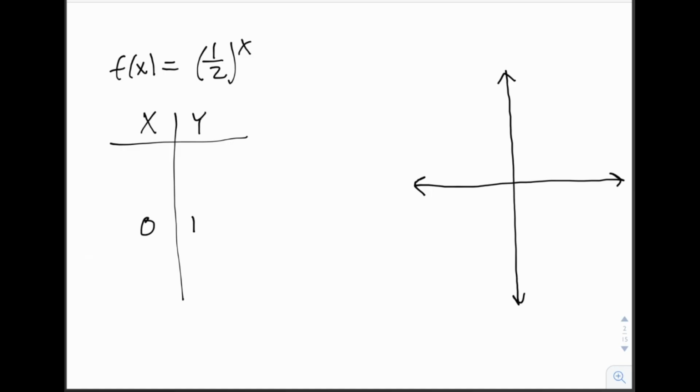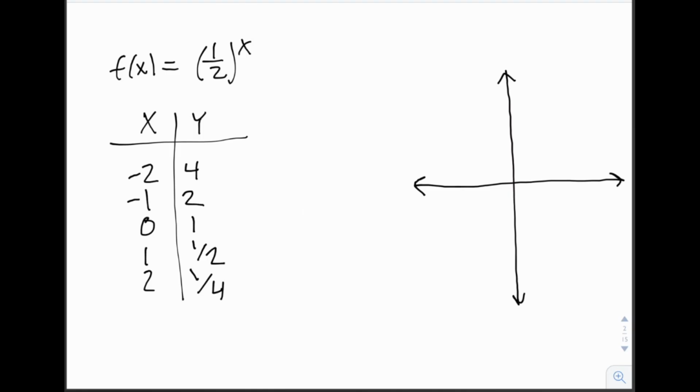If I plug in a 1, that will get me 1/2 to the 1, or in other words, 1/2. If I plug in a -1, that will get me 1 divided by 1/2, or 2. And finally, if I plug in a -2, I should get a 4. And then if I plug in a +2, I should get a 1/4.